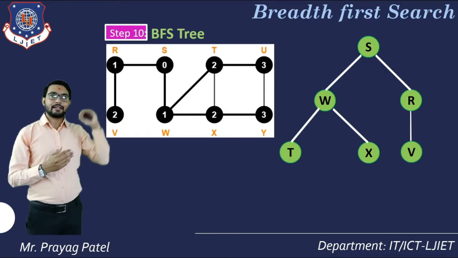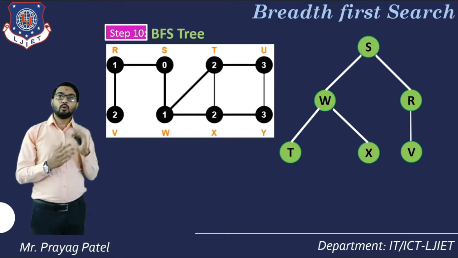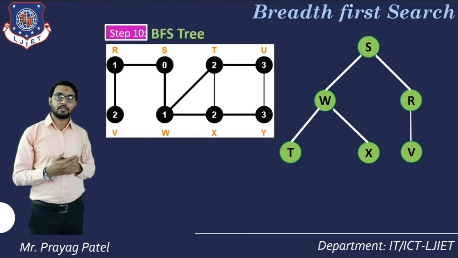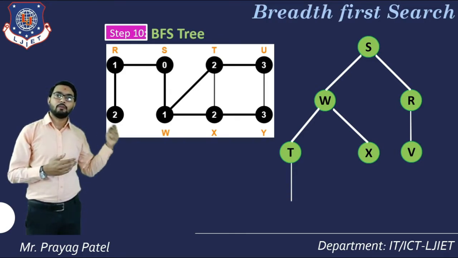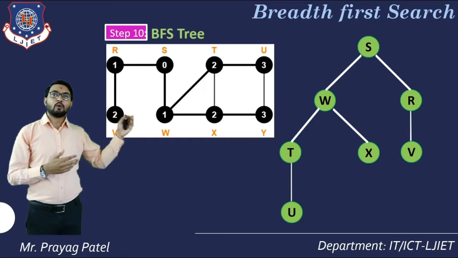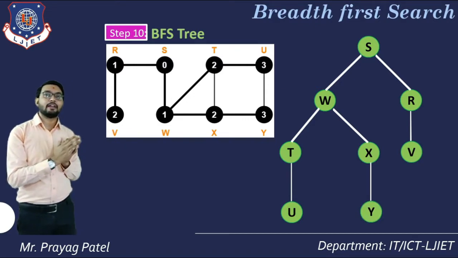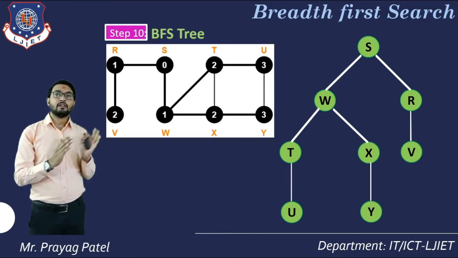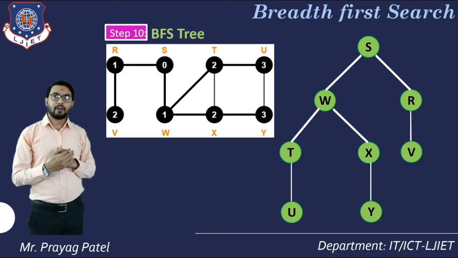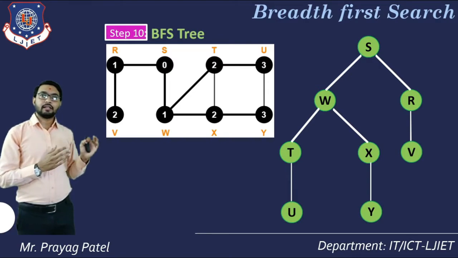Now s is level 0, w and r are level 1, and t, x and v are level 2. Now consider level 3. From node t, one node is possible, t to u. So we consider u as the next node. Now consider the next node, x to y. So this is the final BFS tree for the given graph. So s is level 0, w and r are level 1, t, x and v are level 2, and u, y are level 3.